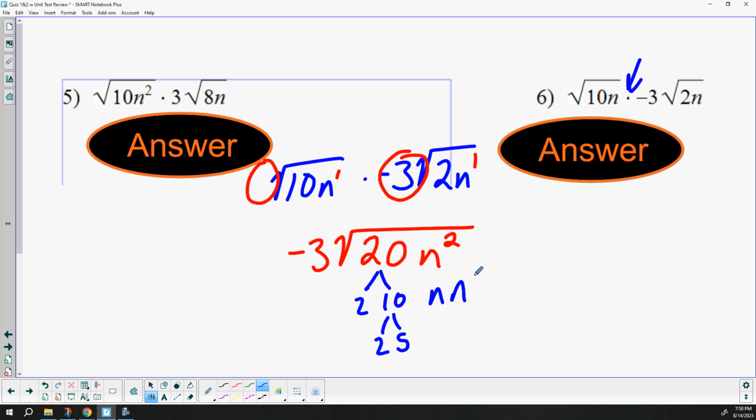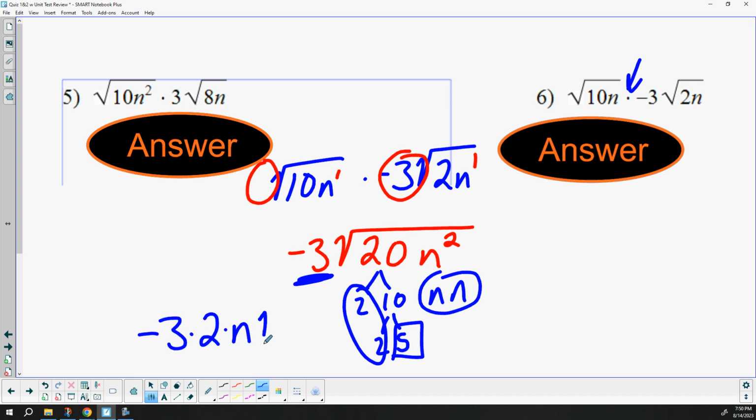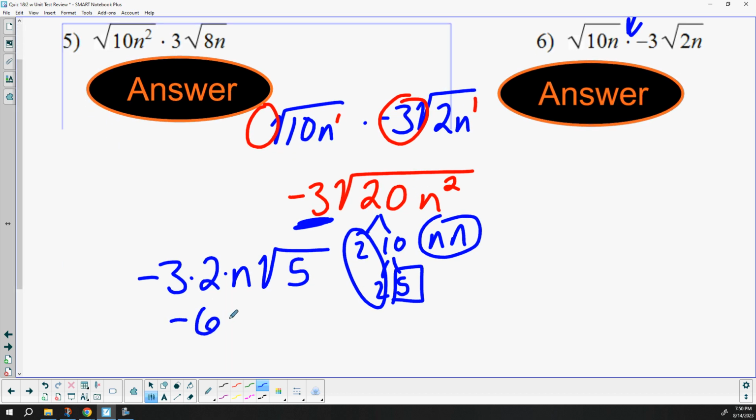i. Circle your pairs. 5 is left over. Again, be wary. There is already a 3 outside, a negative 3. So, negative 3 times 2 times i. Build your house. 5 left over. Negative 3 times 2 is negative 6. Bring down the i. Root 5.